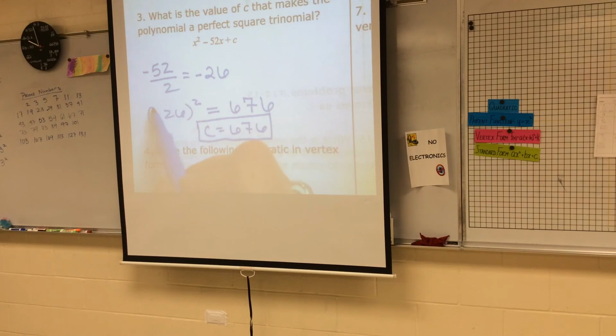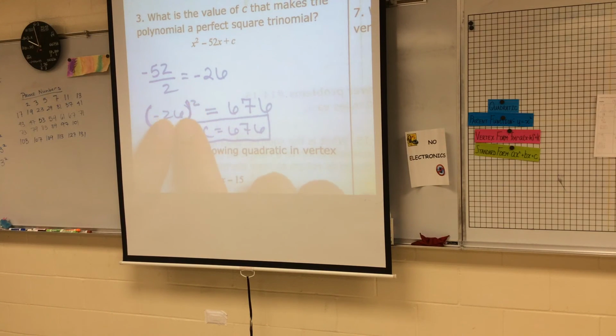Yes, most definitely. Anytime I have a negative and I'm using a calculator, I like to use parentheses to make sure that negative stays with the number. Very good. Yes, because if you don't use the parentheses, it's going to square the 26 and then say times negative 1, because it's going to do the exponent first. It's doing what it thinks is PEMDAS. So we have to tell it that 26 is negative. Very good observation.